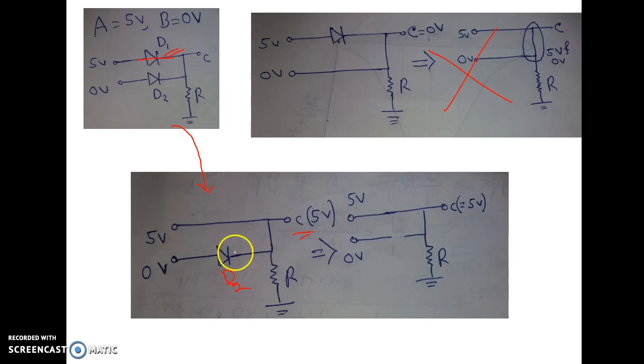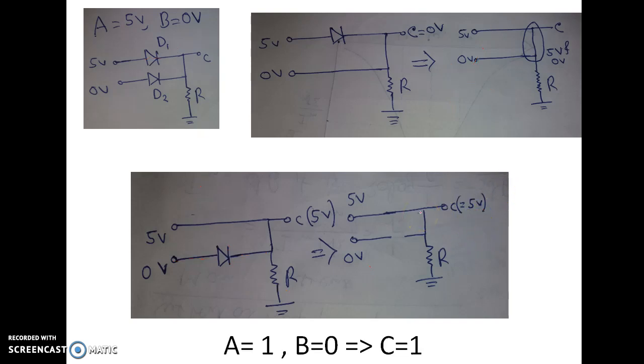Now for D2, the N type is connected with the 5 volt and the P type is connected with the 0 volt. That means P type at lower potential, N type at higher potential. So obviously the D2 diode is in reverse bias, so we can replace the D2 diode by open circuit. So C is getting basically 5 volt. So when A equal to 1, that means 5 volt, and B equal to 0 volt, then C is also 5 volt. That means C equal to 1.